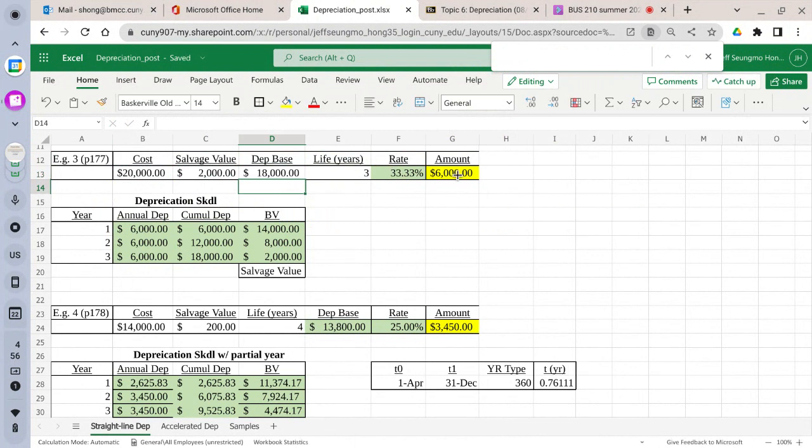Okay, and then here you don't. I did depreciation base here, but if the depreciation base is already here, you don't have to do that. You'll just simply do that divided by the rate. Okay, but either way, in the depreciation schedule, if it says annual depreciation, then you have to put annual depreciation. The label says annual depreciation.